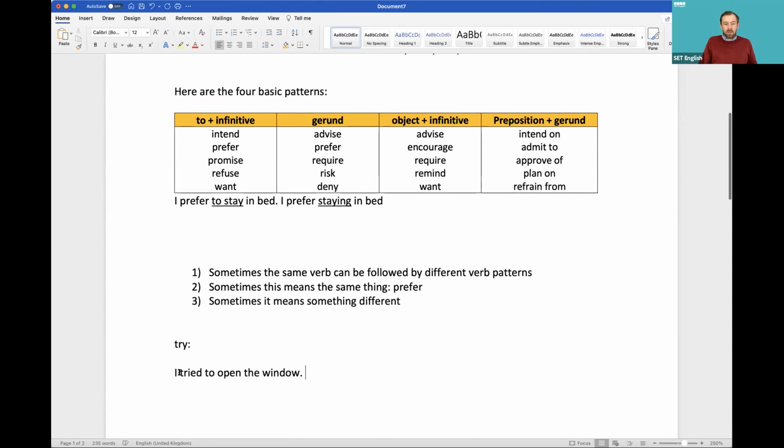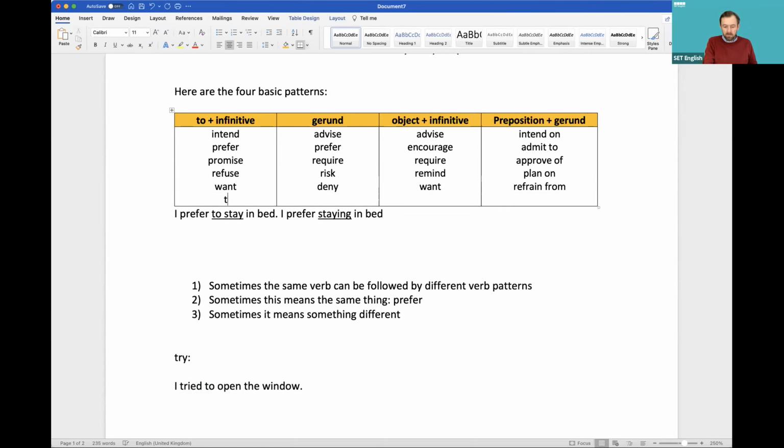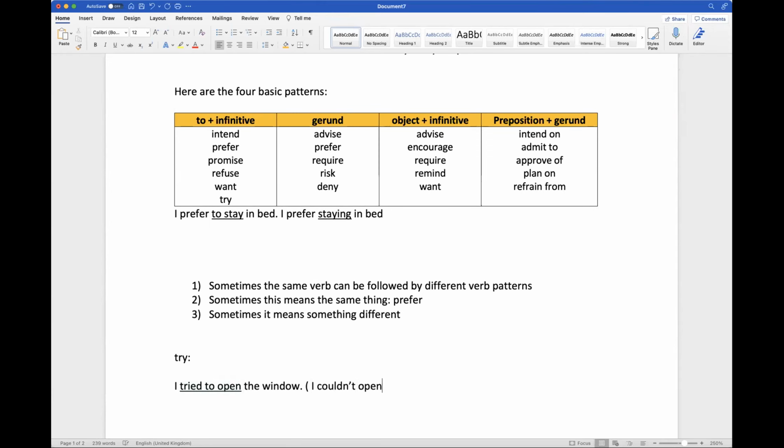Okay, so here we've got, in here, haven't we? Try goes in this box. I tried to open, there's our verb pattern. Did I open the window? No. I couldn't open it. So try to open is that I made an effort, but the effort was unsuccessful.